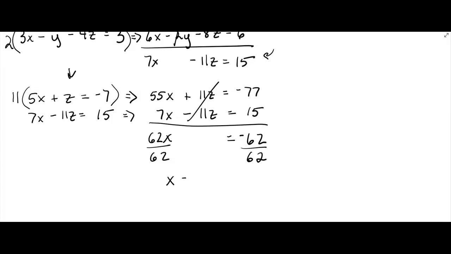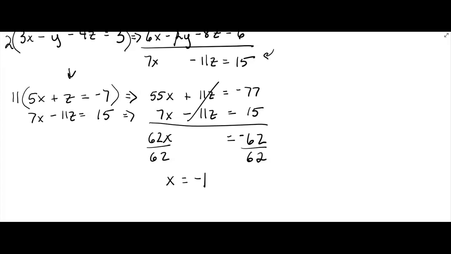and I get x equals -1. Okay, so I have found a variable. Yay, it's a lot of work to get the first one, but I got it. Okay, now I have to find the rest. The easiest one to find is going to be z because I have x, z equations.